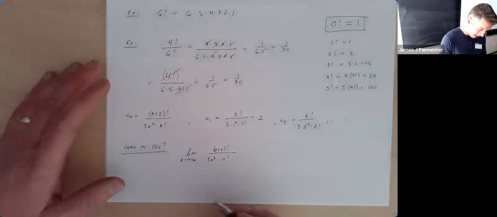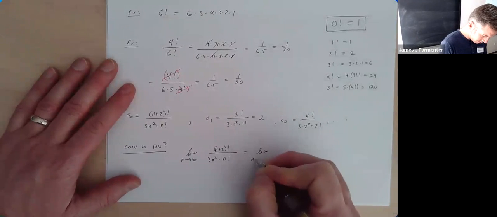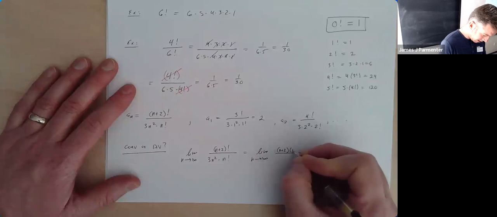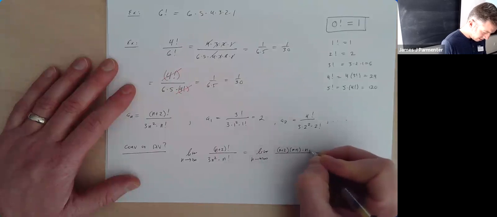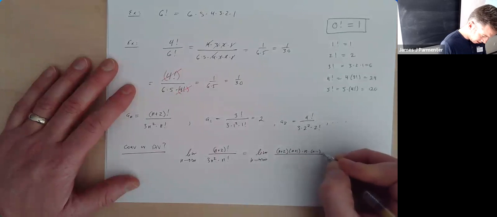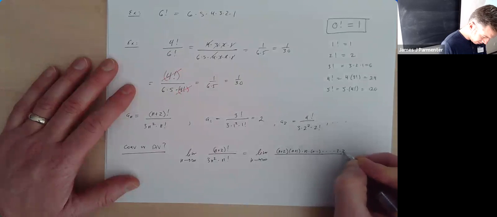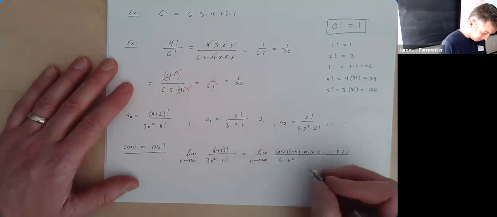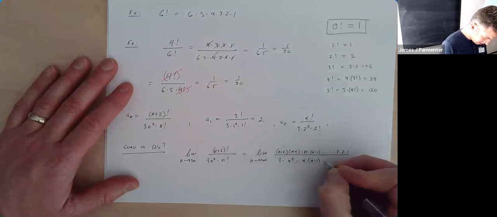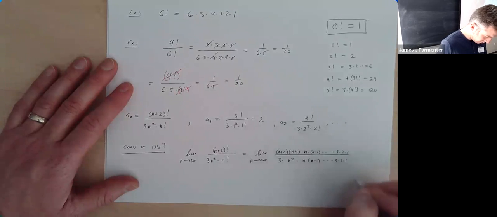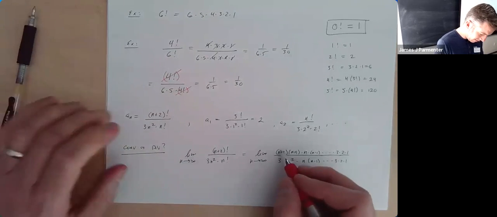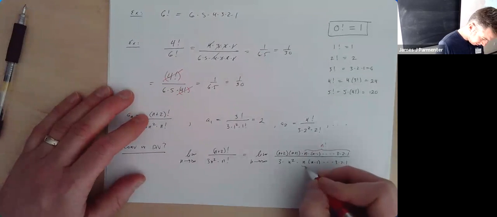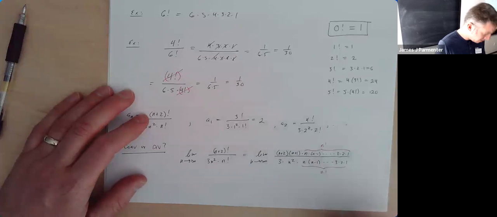expression. So I see that I have (n plus 2) factorial, which is really n plus 2 times n plus 1 times n times n minus 1 times all the way down to 3 times 2 times 1. On the bottom, I have 3 times n squared times n factorial, which is n times n minus 1 times all the way down to 3 times 2 times 1. Or as you might see, on top I have n plus 2 times n plus 1 times n factorial. In the bottom I have 3 times n squared times n factorial, and those cancel.